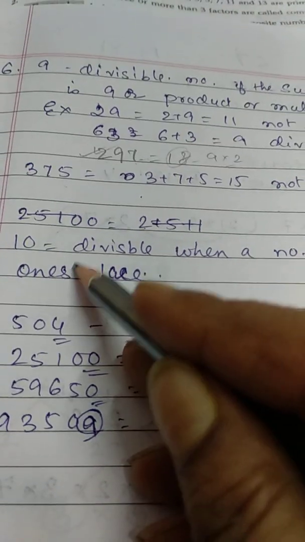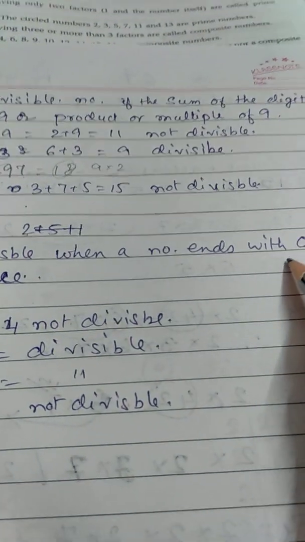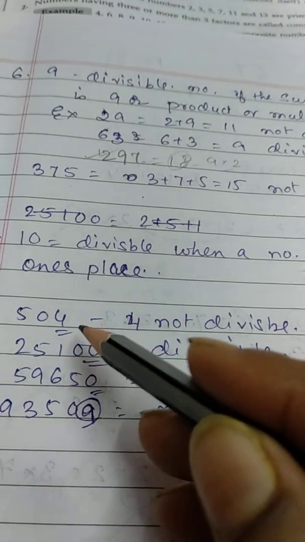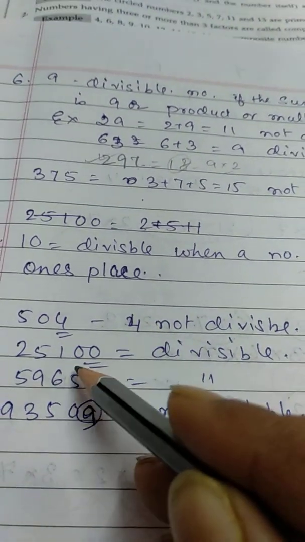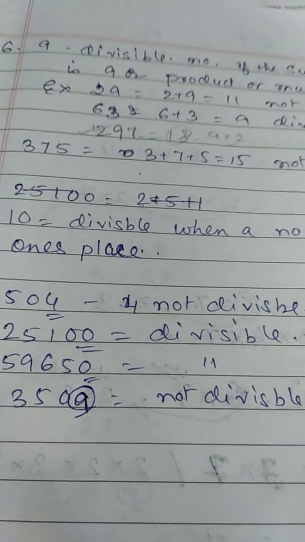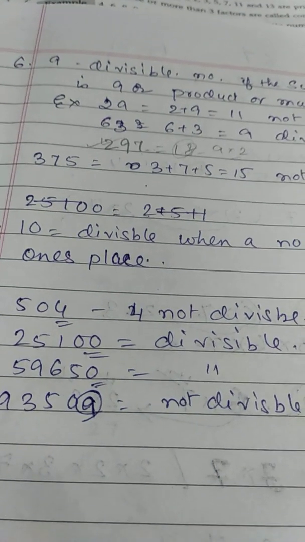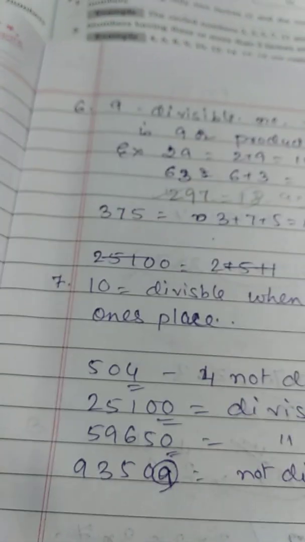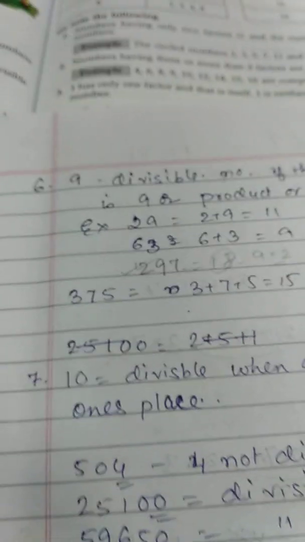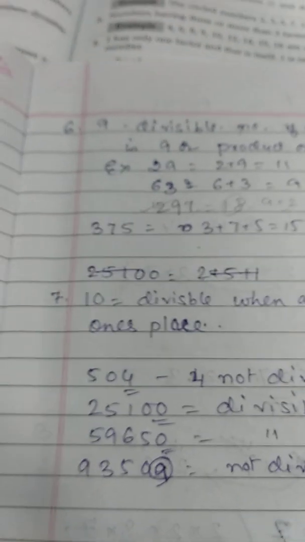Next is 10. A number that ends with 0 at the ones place is divisible by 10. 4 is not divisible by 10. If it is having 0, it will be divisible. If it has any other number, it will not be divisible. Very simple. Now let's do the sum. I have done the sum with this divisibility test only. You can do the rest of the sums. Up to 7 you will do. Thank you.